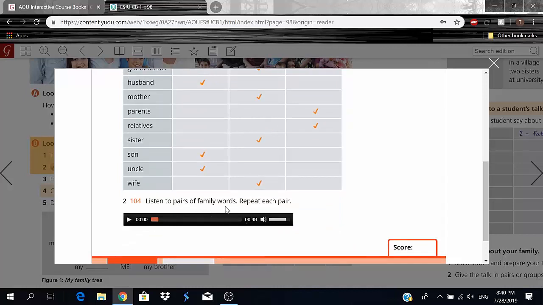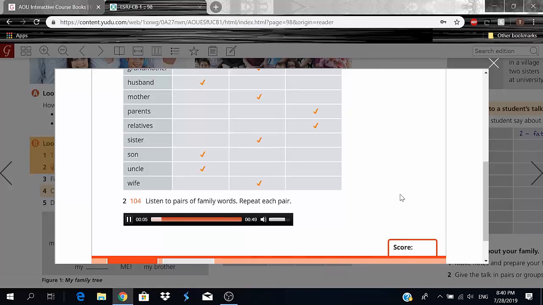Now here we have pairs of family words that I want you guys to listen to. I'm going to play it twice, but I'm not going to interfere at all, and I'll just move on right after that. So you can pause however many times you want, and just try to listen to the pairs. So for example, husband and wife, sister and brother, okay? So let's go.